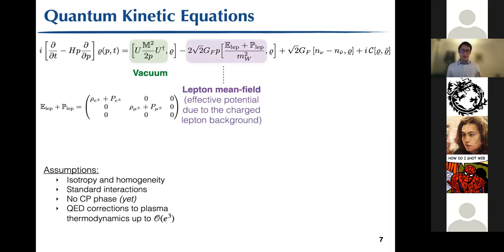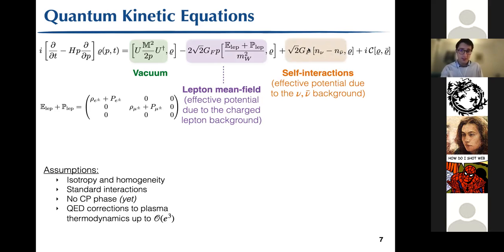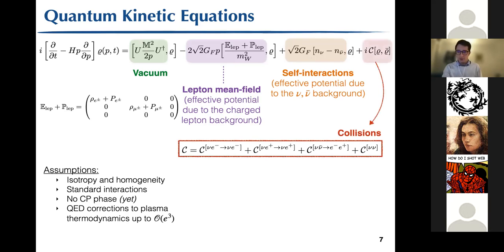Then, due to the fact that neutrinos do not propagate in vacuum, but in a bath of leptons, there is a lepton mean field, an effective potential that takes that matrix form. It's related to the energy and pressure density of electrons and positrons, and muons and anti-muons. And then a term that will be crucial today is the self-interaction term. Same as for the lepton mean field, but due to the fact that there are neutrinos and anti-neutrinos, and due to the possible asymmetry between them, this gives rise to a potential. And finally, the collision term, which accounts for the different scattering and annihilation processes with charged leptons or self-interaction processes.